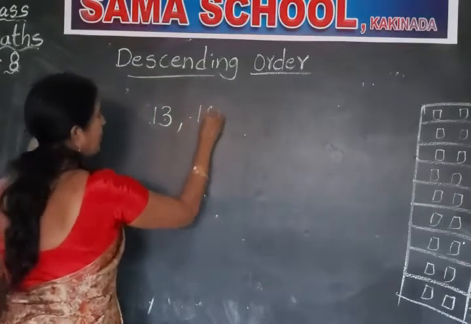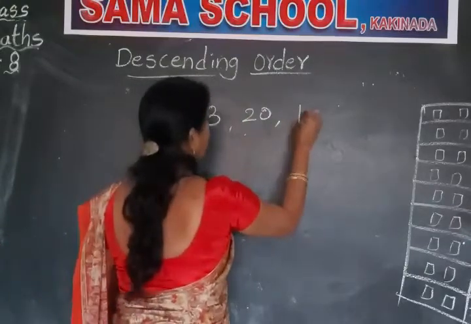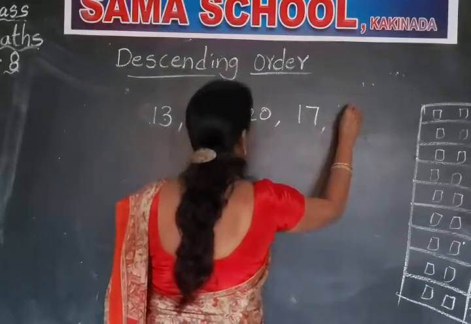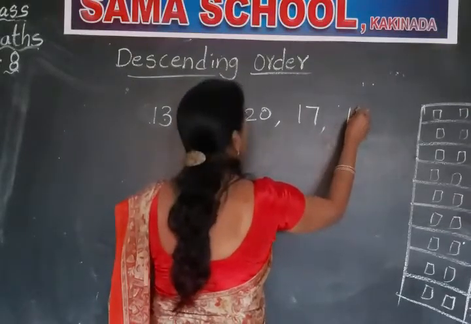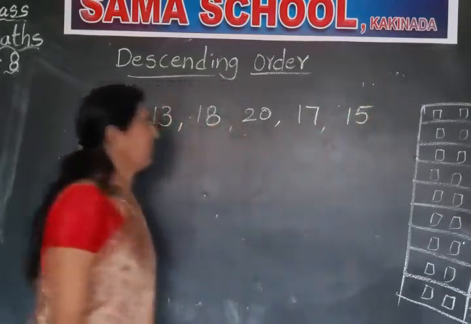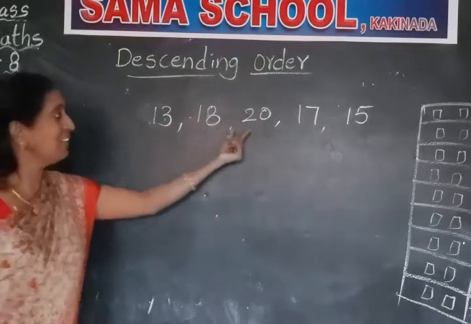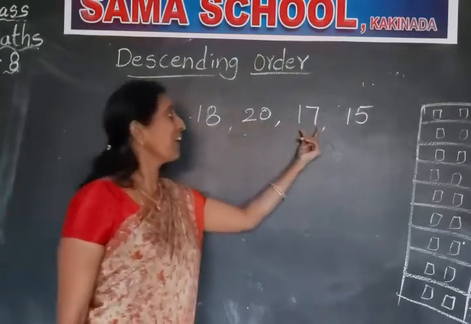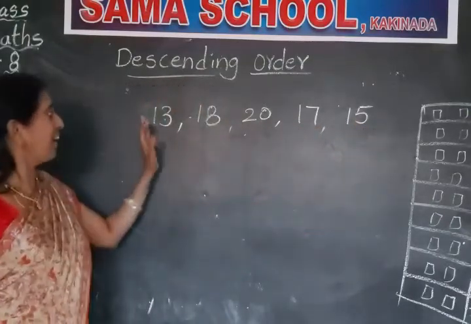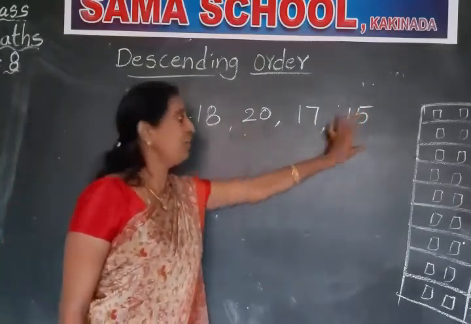Now, I am going to give you another set: 18, 20, 17. Now see that 13, 18, 20, 17, and this is 15. Here what are the numbers there? 13 is there, 18, 20, 17 and 15.